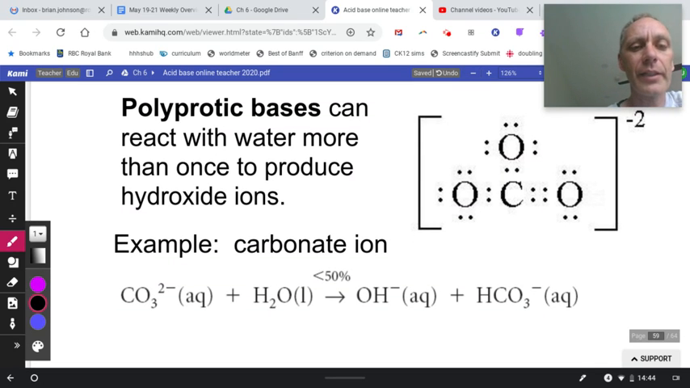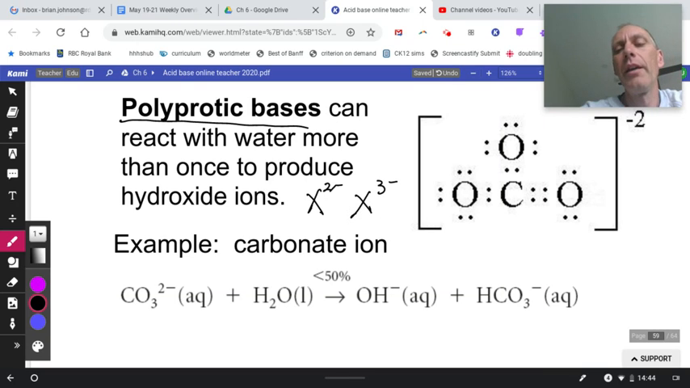Okay, second half of the lesson is polyprotic bases. And right now you're thinking, holy smokes, another short lesson. I love this. Polyprotic bases can react with water more than once to produce hydroxide ions. So these usually come in the form of X2 minus or X3 minus. So a 2 minus can gain 2 H pluses and a 3 minus can gain 3 H pluses, making them good bases, or at least polyprotic bases.